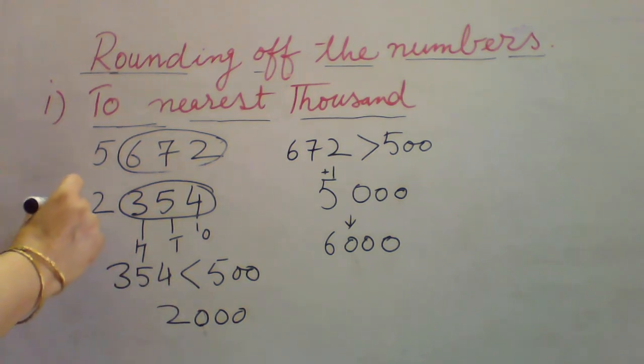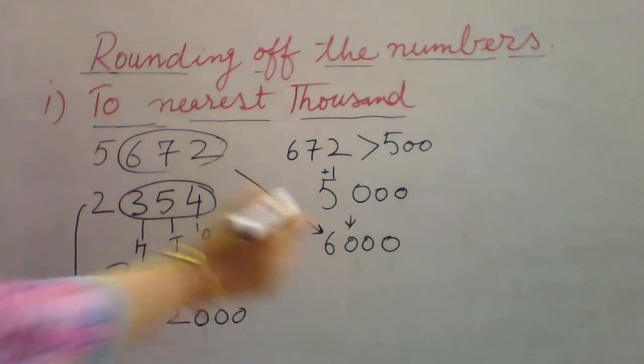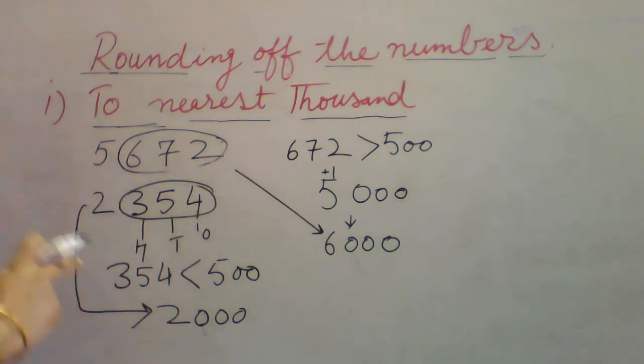So 2354 is rounded off as 2000. Right, 5672 is rounded off as 6000, and 2354 is rounded off as 2000, if we are rounding these numbers to the nearest 1000. I think you all have understood this. Do practice. Thank you.